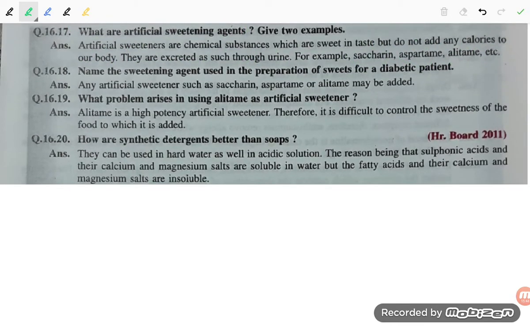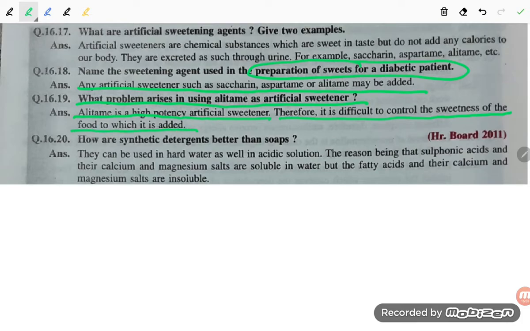Next one, name the sweetening agent used in the preparation of sweets for diabetic patients. Any artificial sweetener such as saccharin, aspartame, alitame may be added. What problem arises in using alitame as an artificial sweetener? Alitame is a high potency artificial sweetener. Therefore, it is difficult to control the sweetness of the food to which it is added. It is around 2,000 times sweeter than normal sugar, so it is very difficult to control the sweetness of the food.